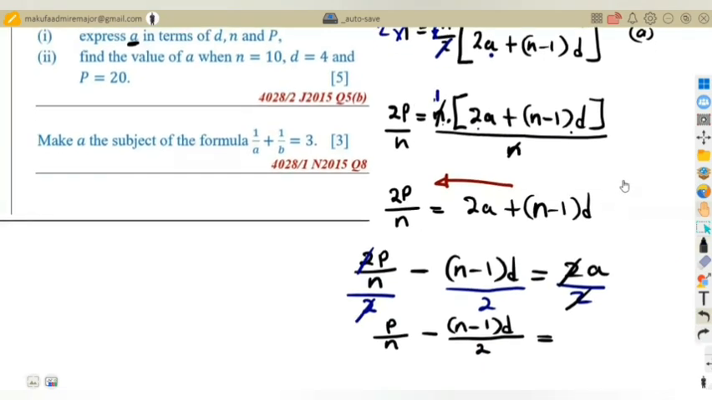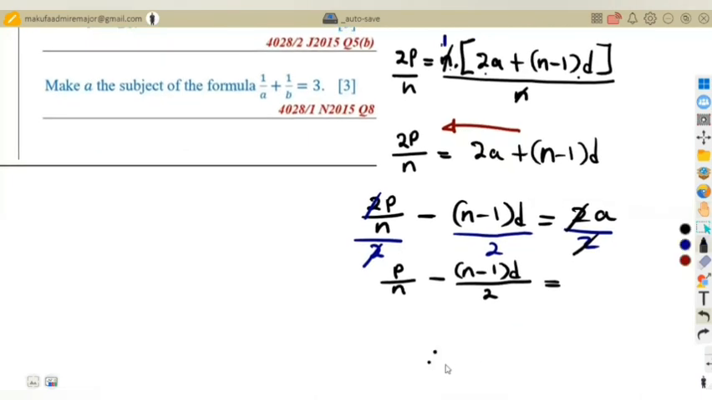We remain with a. So therefore, we can conclude that our a is going to be equal to p over n minus n minus 1 times d, everything over 2. So that is the whole part here over 2.